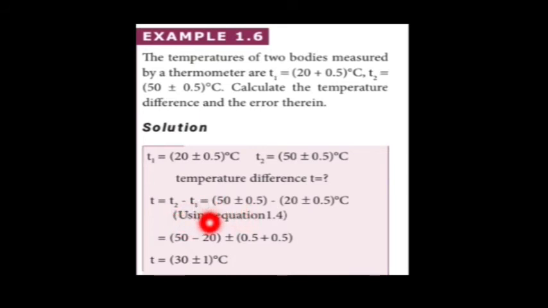Using that, we write 50 minus 20 plus or minus 0.5 and 0.5. Here del T1 is also 0.5, del T2 is also equal to 0.5. Just add them: 30 plus or minus 1 degree Celsius. Okay, that is the difference of errors in two quantities.